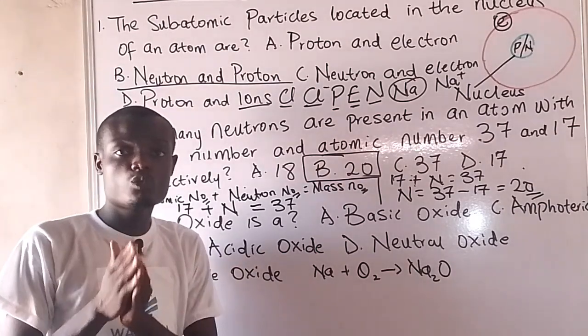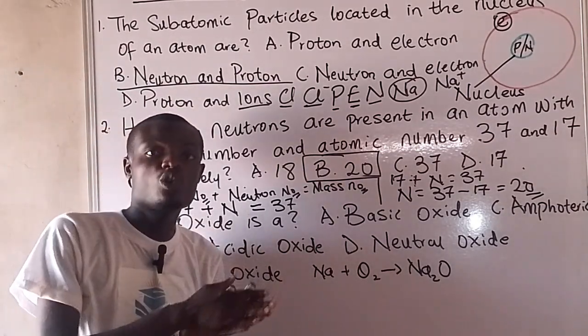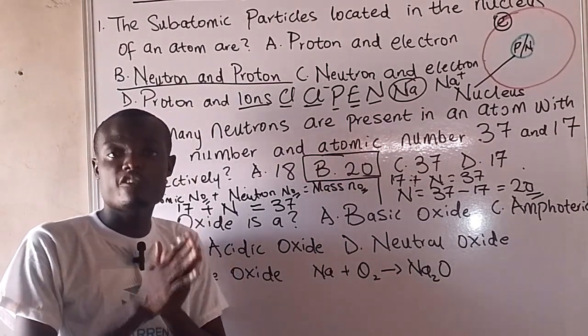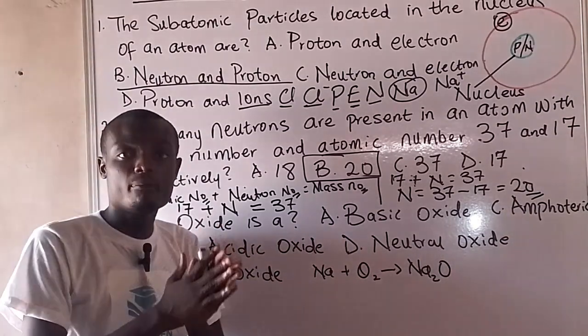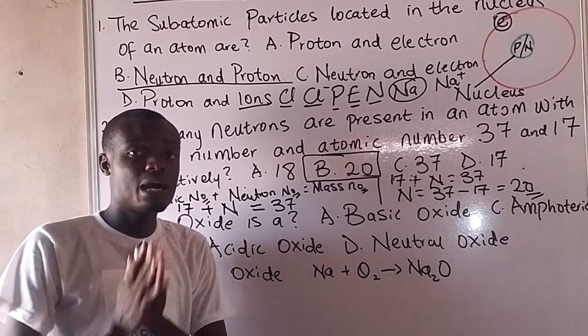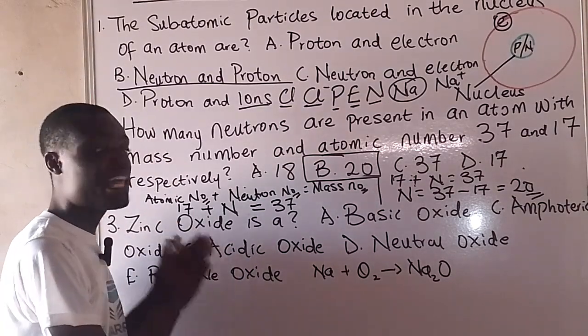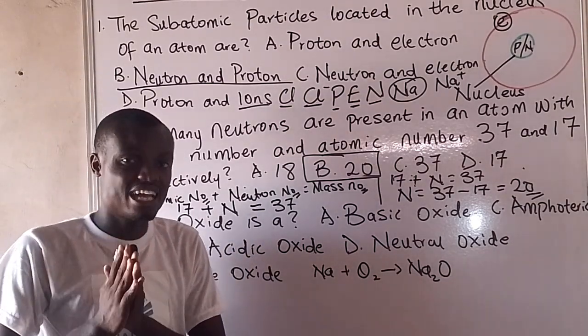It's just like if chlorine reacts with other elements, we call it chloride. If sulfur reacts with other elements, we call it sulfide. If carbon reacts with other elements, we call it carbide. So also if oxygen reacts with other elements, they are called oxide.